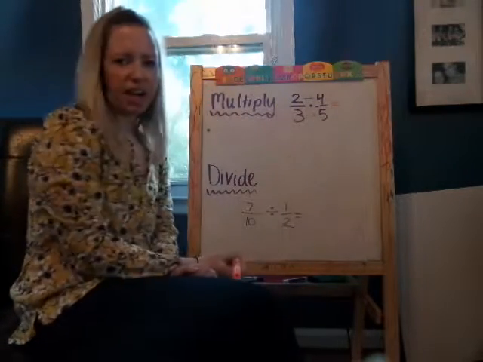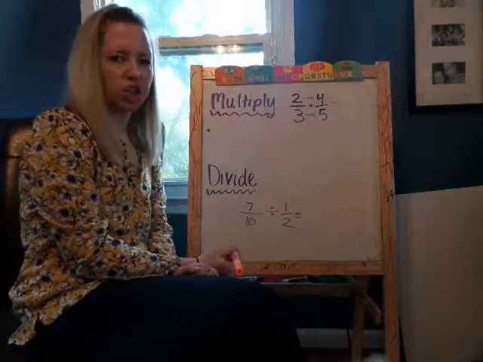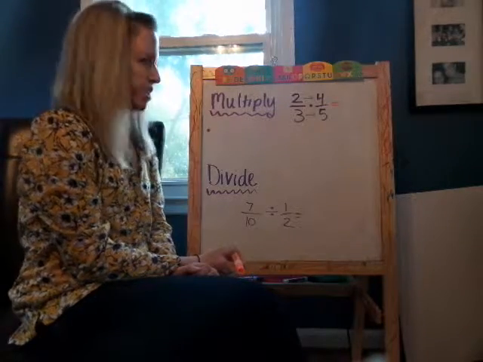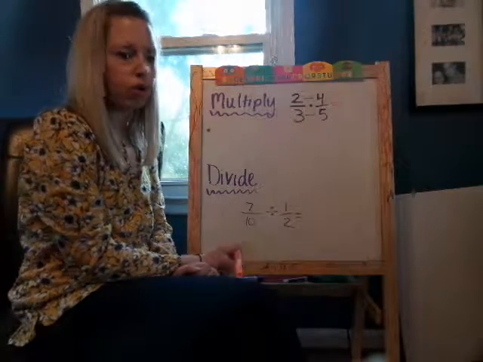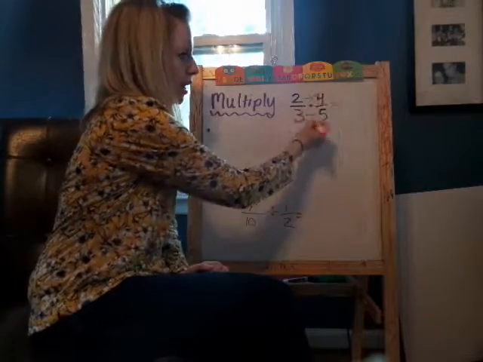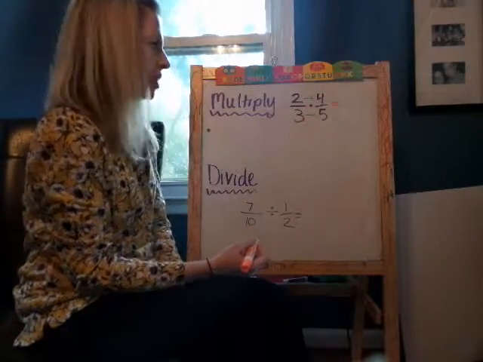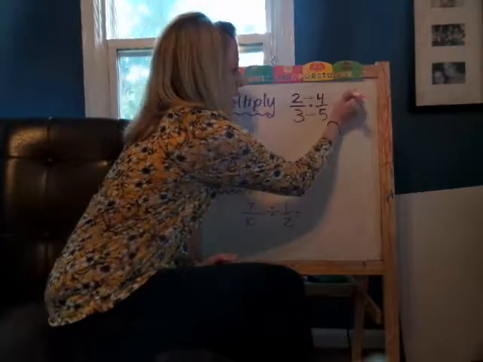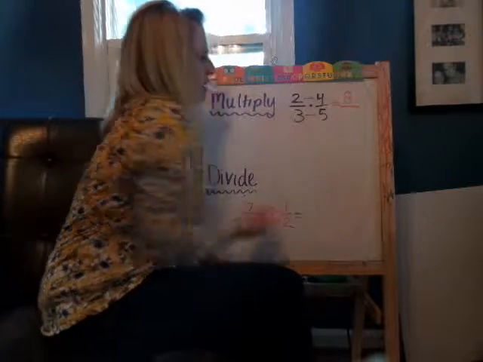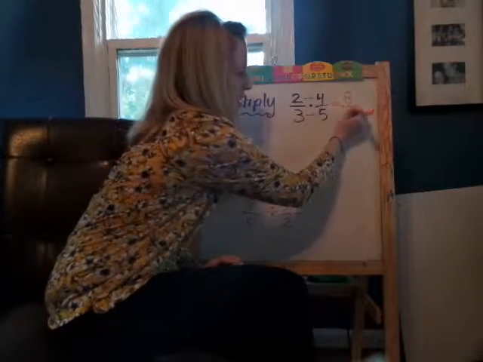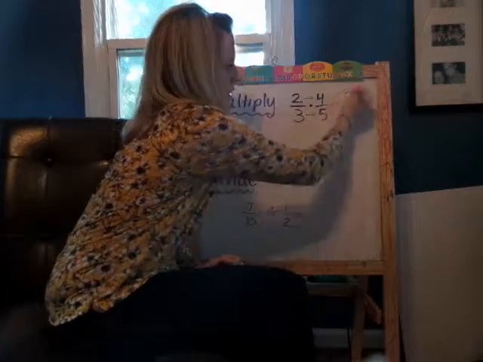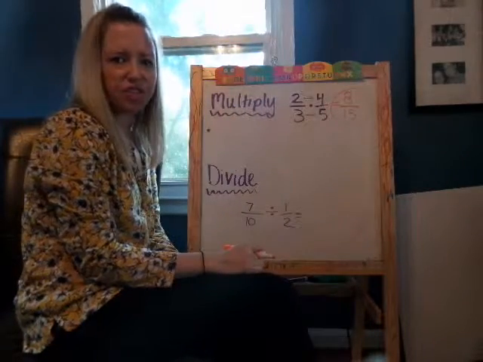Okay, to multiply fractions, we're going to multiply numerator times numerator and denominator times denominator, or top times top, bottom times bottom. We multiply straight across. 2 times 4 gives us 8. 3 times 5 gives us 15. So our final answer then is 8 over 15.